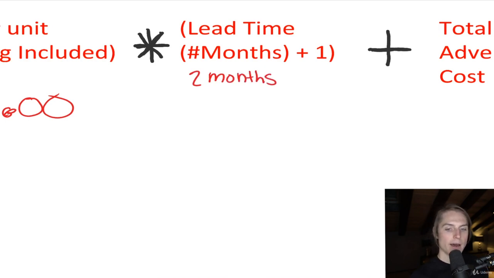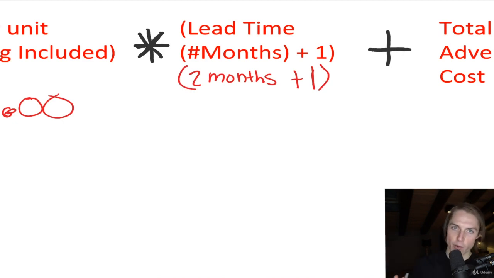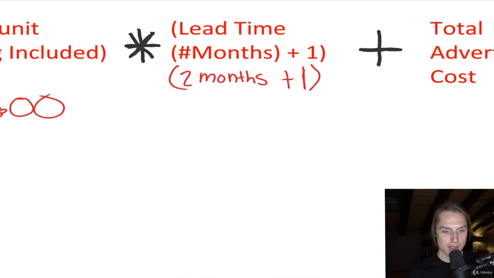And we would now add 1. Why do you add 1? Because essentially, you want to have more units, because if our lead time was 2 months, then we would have to reorder right when it gets to the Amazon warehouse. And well, that's not good. You don't want to have to do that.